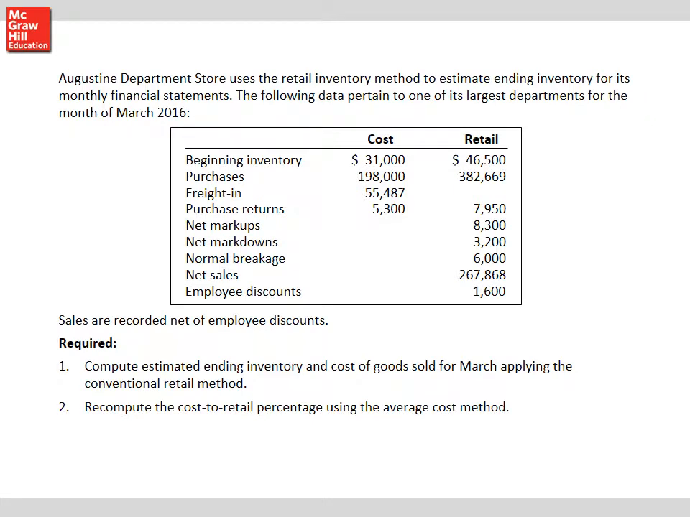In exercise 9-17, Augustine Department Store uses the retail inventory method to estimate ending inventory. The following data pertains to one of its largest departments for the month of 2016. So we're going to compute the ending inventory and cost of goods sold applying the conventional retail method. And then we'll recompute the cost to retail percentage using the average cost method. There's a lot more stuff in this now.